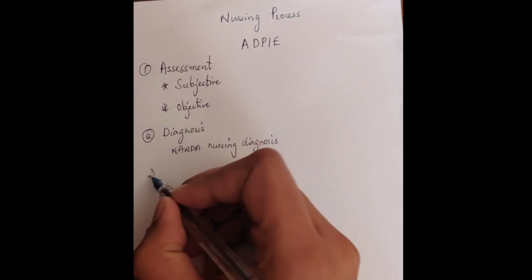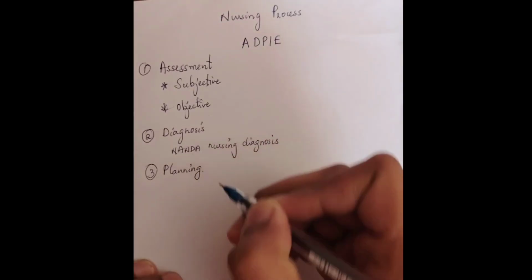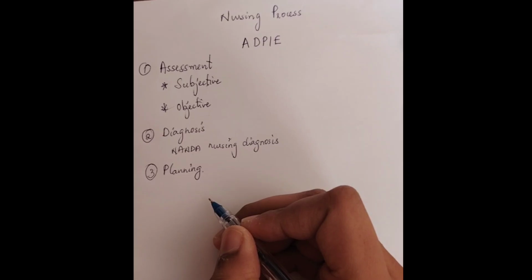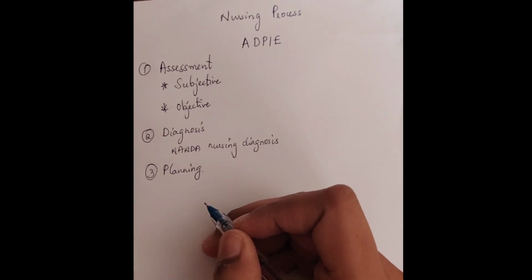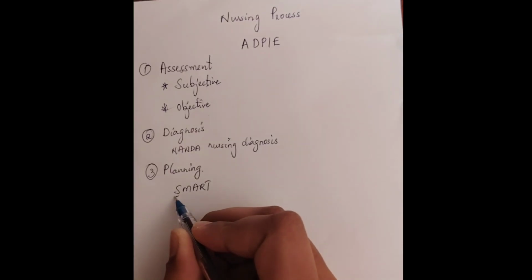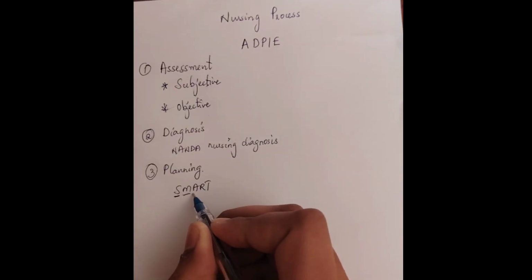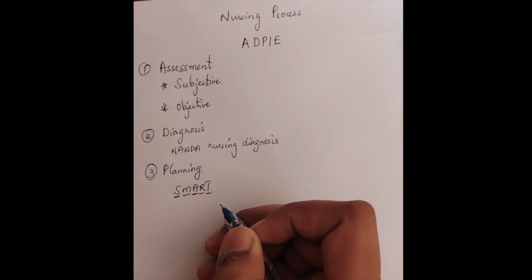Now, step 3 is planning. So here it means that you will set goals and outcomes for the patient and then decide what nursing actions are needed. Okay, so these goals should be SMART. When we say SMART, it means it has to be specific, it has to be measurable, it has to be attainable, it has to be realistic, and also time bound. Okay, for example, when we say patient will maintain normal blood glucose level within 24 hours. Now, this has all the components.